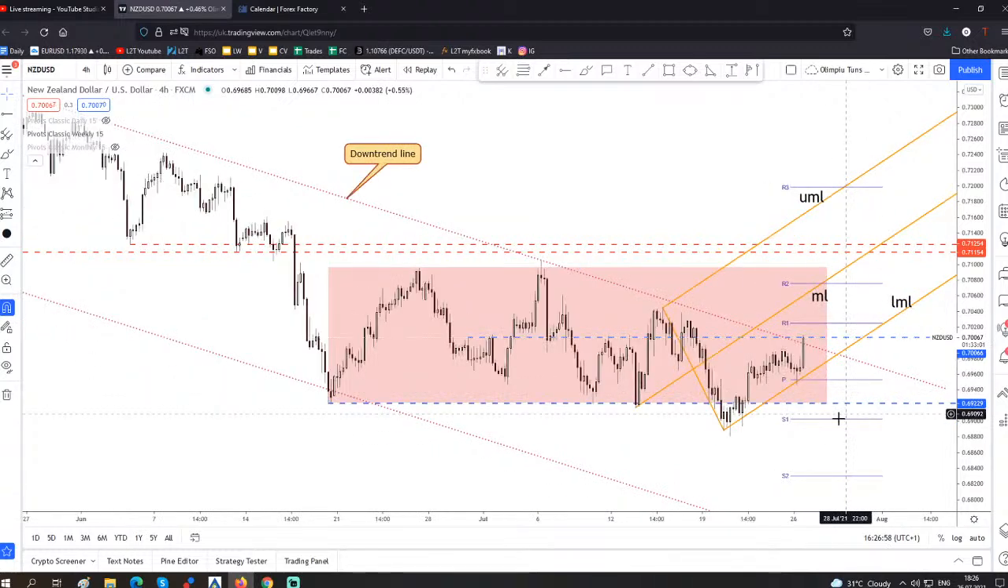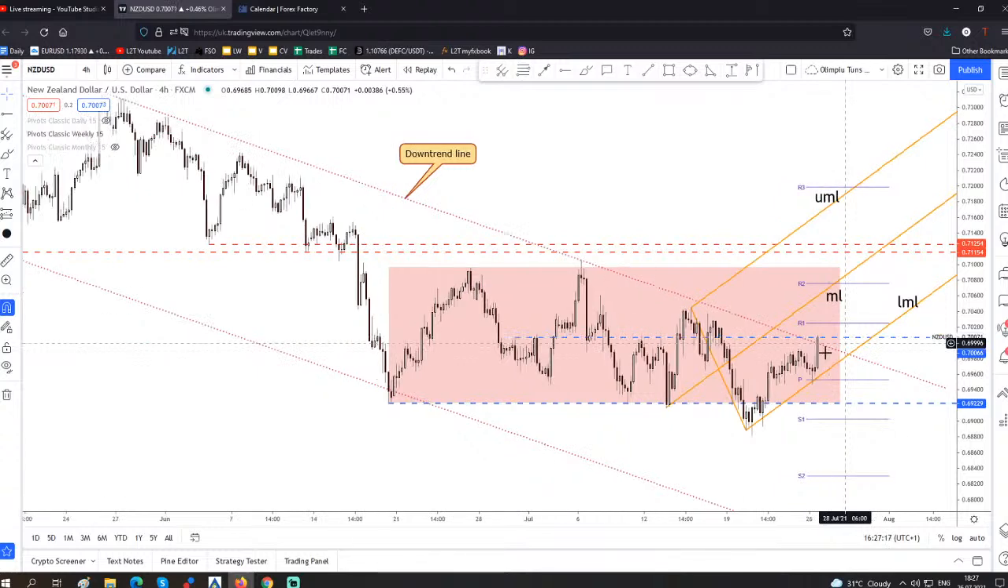So you can see here that the lower medium line represents a strong dynamic support here, false breakdowns with great separation here, confirming this lower medium line as a strong dynamic support. And right now maybe a valid breakout here above the downtrend line, consolidation, stabilization, test, retests could bring us maybe a long opportunity here in New Zealand dollar versus the US dollar.